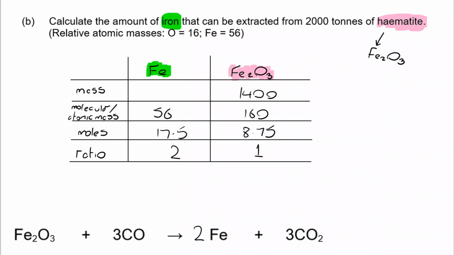And again I go back to the mole triangle. Because I've got atomic mass and I've got moles, I can multiply those together, and that takes me to the final answer of 980.